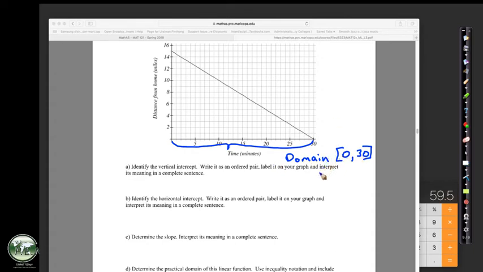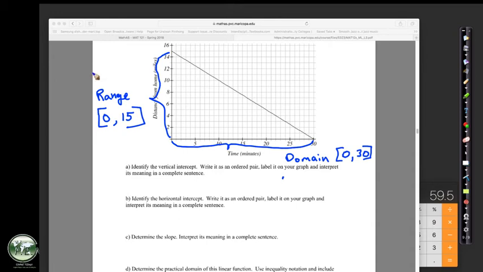She just got there. How about our range? That's the vertical. 15? Good. And even though in the story it was 15 to 0, right? She started 15 miles away, ended up being 0. We always list the range smallest to largest. So we list as 0 to 15. And again, I would use brackets because she was actually at these places. She was actually 15 miles away. She was actually at home.